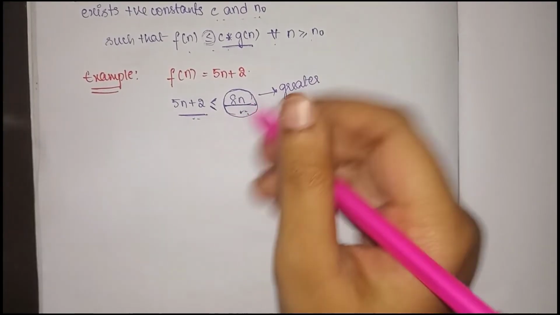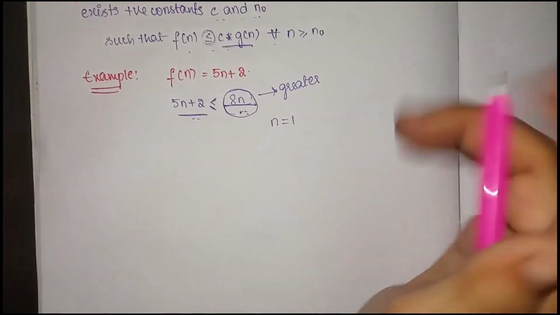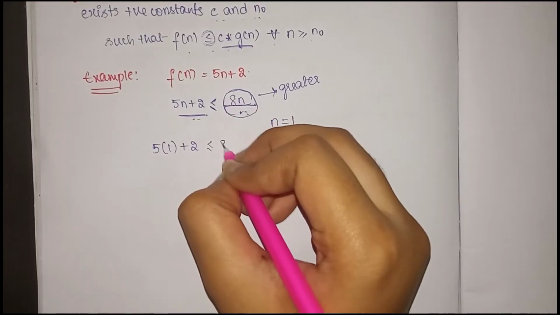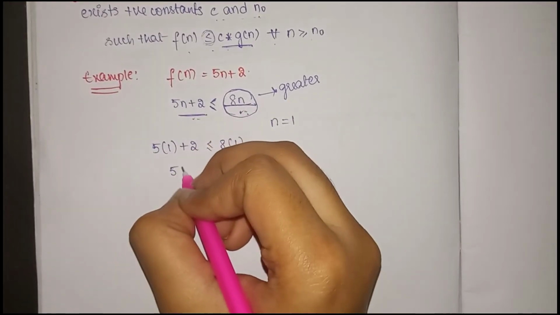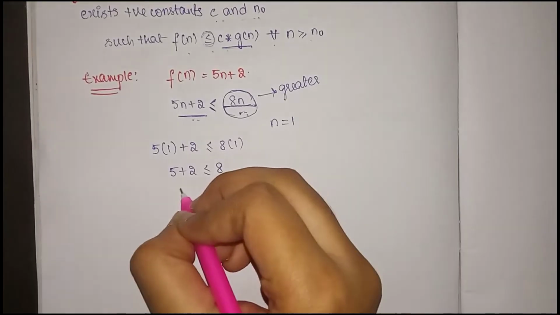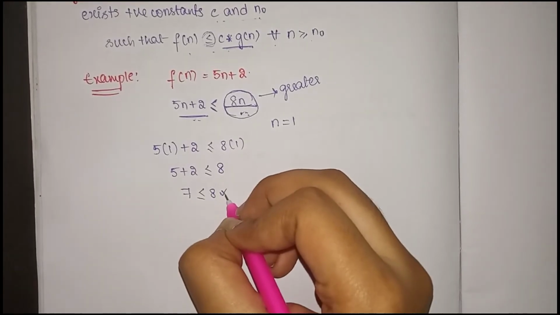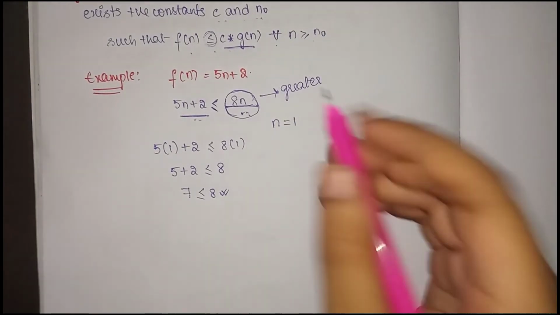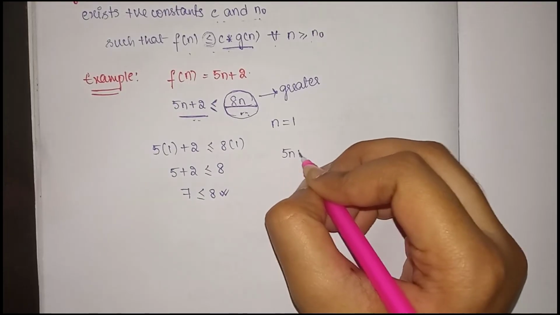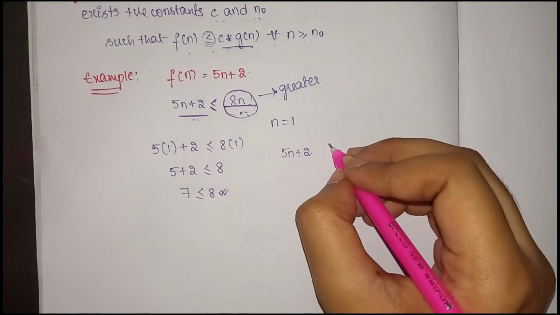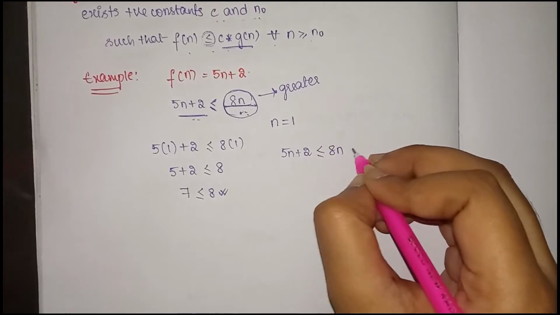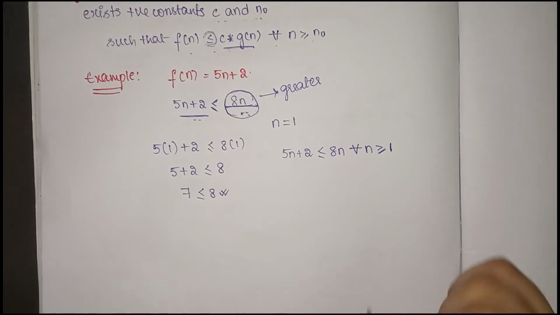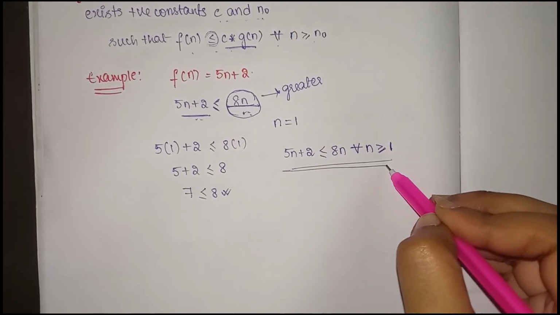Then what will happen? I am substituting n equal to 1 to check. Then what will happen here? 5 into 1 plus 2 is less than or equal to 8 into 1. 5 plus 2 is less than or equal to 8, and 7 is less than or equal to 8. The condition is satisfied. And how could I tell this? Which means that 5n plus 2 is less than or equal to 8n for all n greater than or equal to 1. So this will be my final answer.